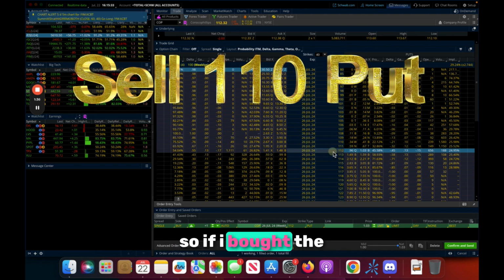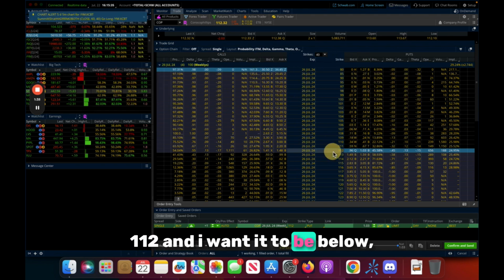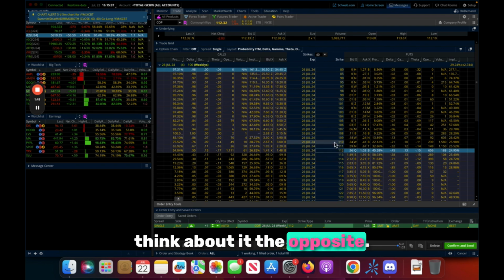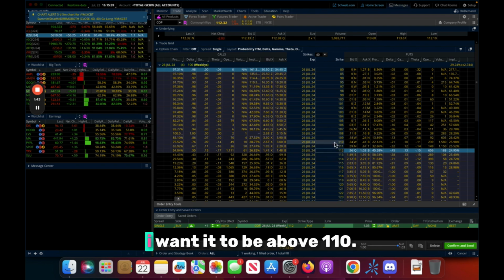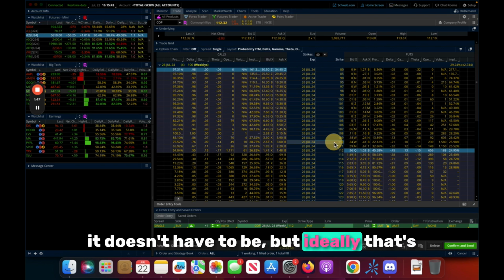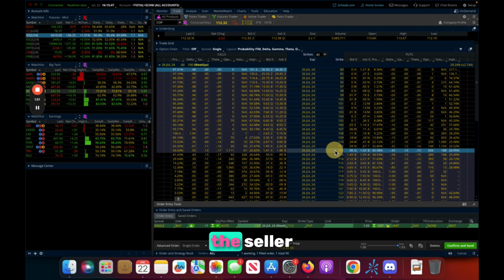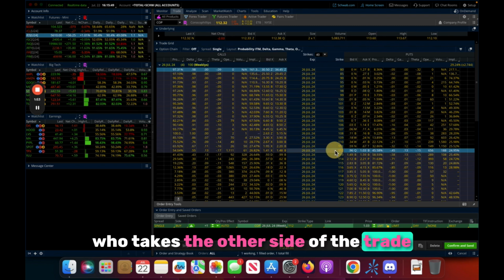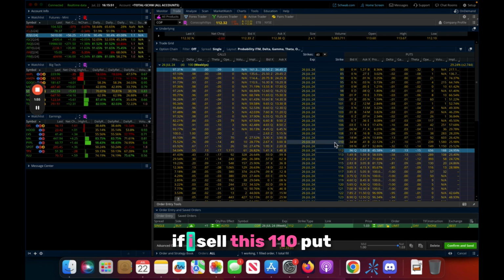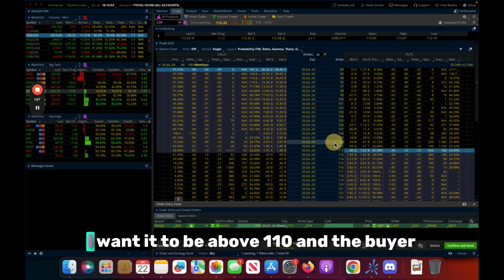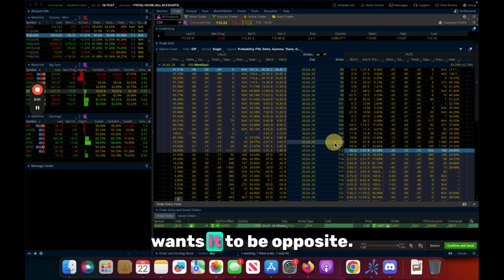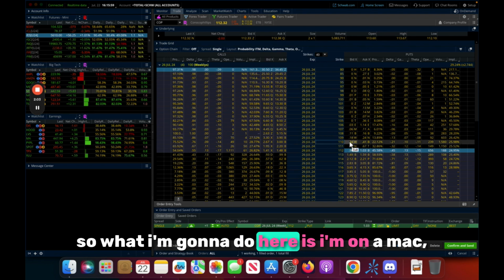So if I bought the 112 and I want it to be below, think about it, the opposite. If you sell, it's the opposite. I want it to be above 110. It doesn't have to be, but ideally that's the thing. That's the case. I buy the 112 put. The seller, who takes the other side of the trade, wants it to be opposite. If I sell this 110 put, I want it to be above 110, and the buyer wants it to be opposite.